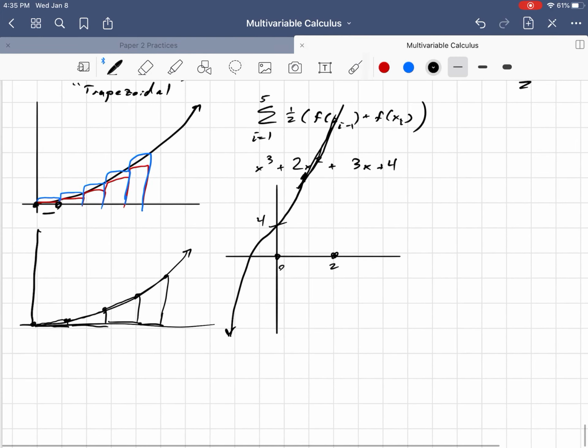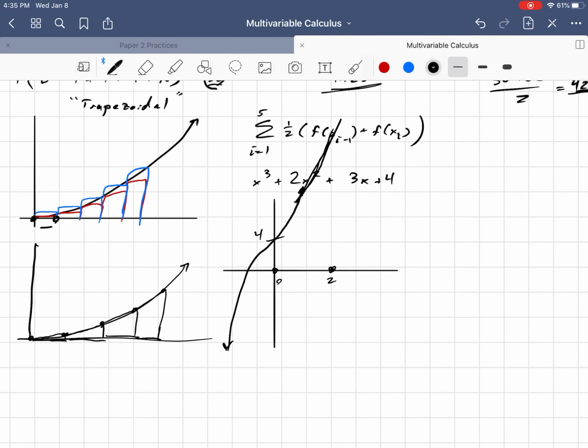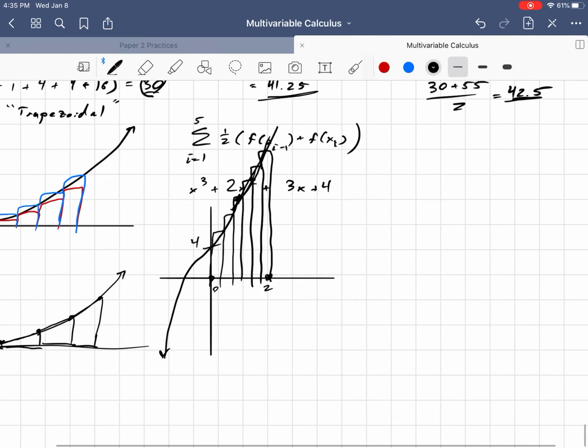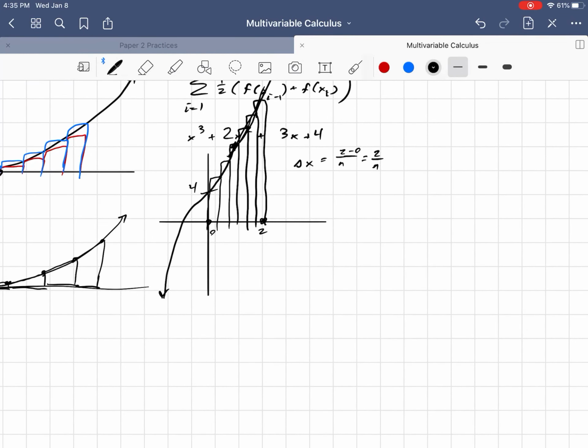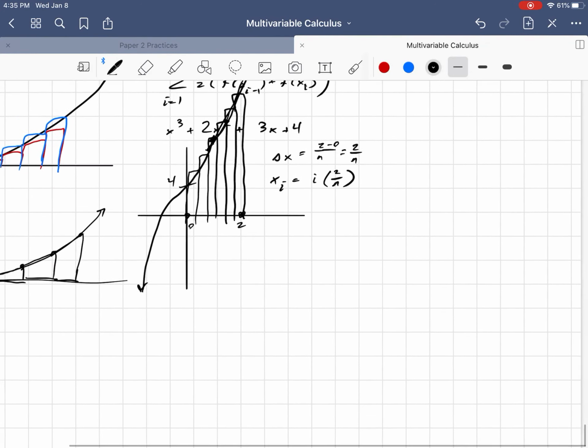The error in your outside area or your underestimated area goes to zero as the number of rectangles increases. So, I like right the best. Just draw it like this, just to give a rough sketch. This is a really rough sketch. So, delta x is 2 over n. It's 2 minus 0 over n, which is 2 over n. B minus a over n, right? Now, x sub i is equal to a, which is 0, plus i times 2 over n. So, x sub i is i times 2 over n.